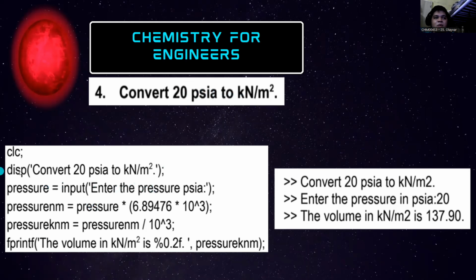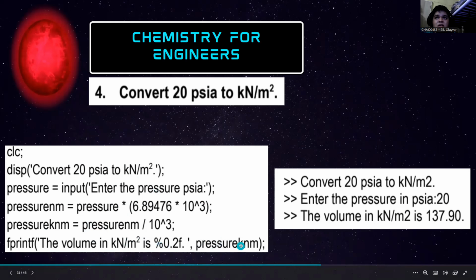To convert that, in the coding we will put the problem in the input data, and after that, we will get the conversion first into newton per meter squared, and then we will convert it into kilonewton per meter squared. After that, we will have the results.